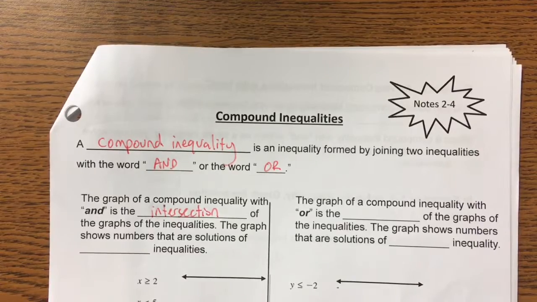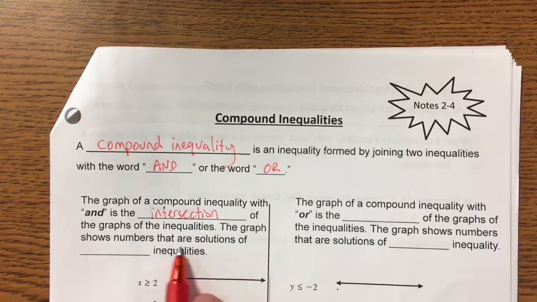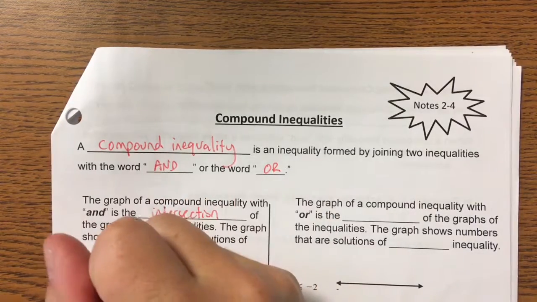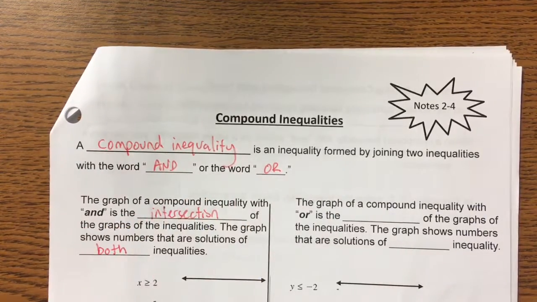That's what I was showing you up on the board: you look for where the two arrows are overlapping, and that'll be the solution set for the compound inequality. The graph shows the numbers that are solutions of both inequalities. So it's got to satisfy both pieces in order to be a solution to the overall set.